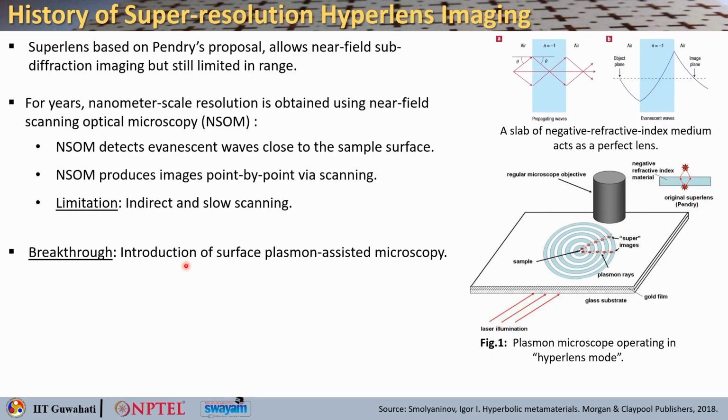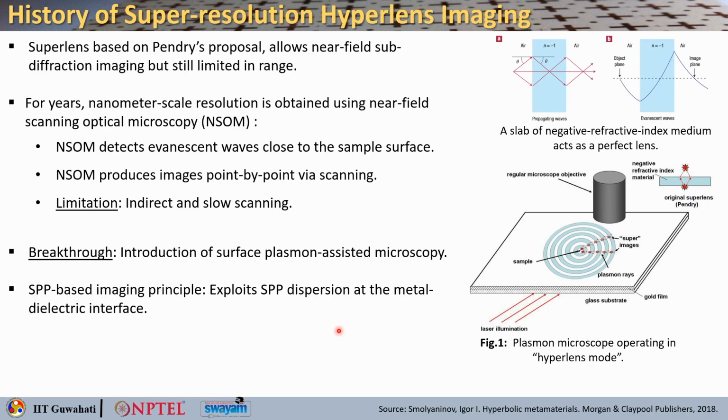Then the next breakthrough came when people introduced surface plasmon assisted microscopy. Here people have used surface plasmon polaritons, which are surface electron waves that can propagate at sub-wavelength scale, and using the SPP dispersion at the metal dielectric interface, people try to capture the details of the sub-wavelength features.